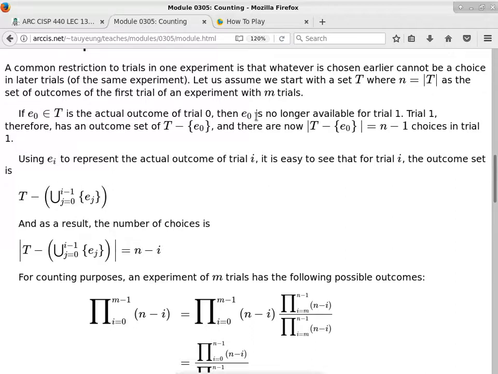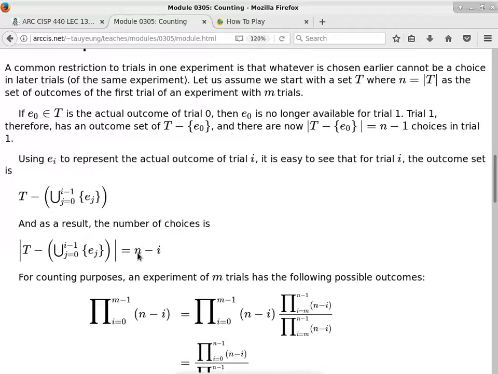But the idea is just that, okay? Every single time you perform a trial, you're taking one element out that can no longer be used in all the later trials. As a result, the number of choices, or the cardinality of what you can choose from for trial I, is now n minus I. Trial 0 is the first trial where I equals 0, so you have everything available. For the second trial, I becomes 1, so now you have 1 fewer element to choose from, and so on.